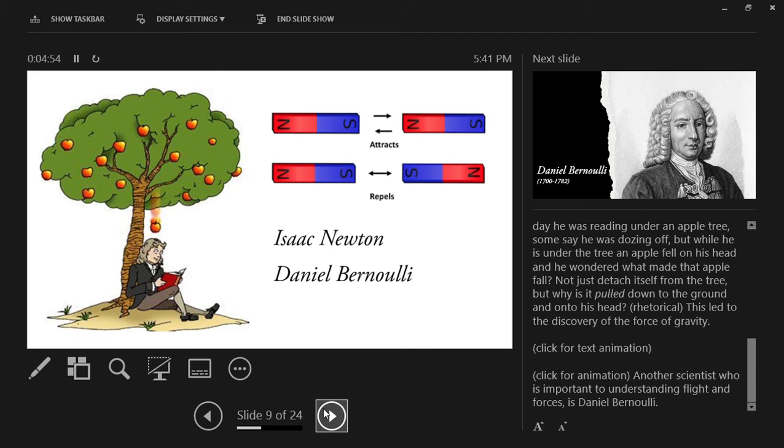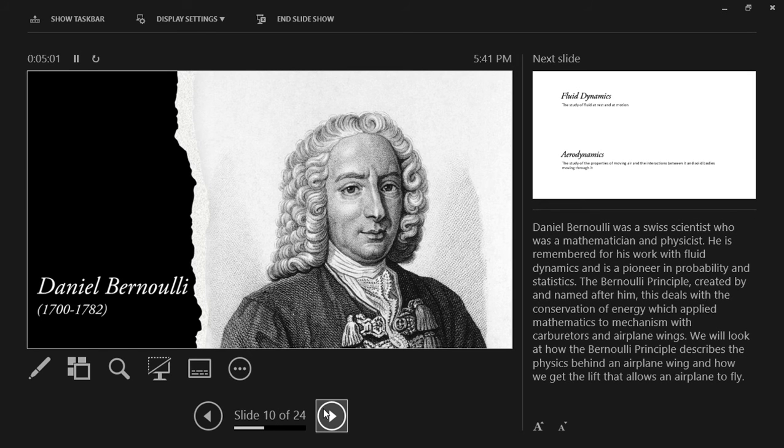And another scientist who is important to the understanding of flight and forces is Daniel Bernoulli. Daniel Bernoulli was a Swiss scientist who was a mathematician and physicist. He is remembered for his work with fluid dynamics and is a pioneer in probability and statistics. The Bernoulli principle was created by and named after him. This deals with the conservation of energy, which applied mathematics to mechanisms like carburetors and airplane wings.